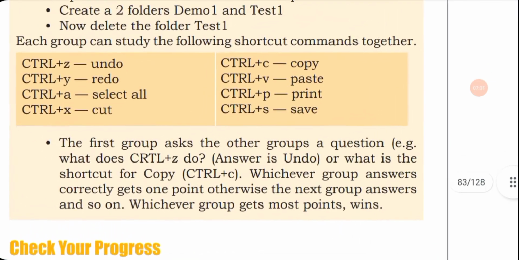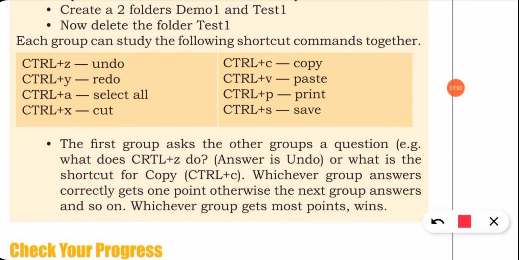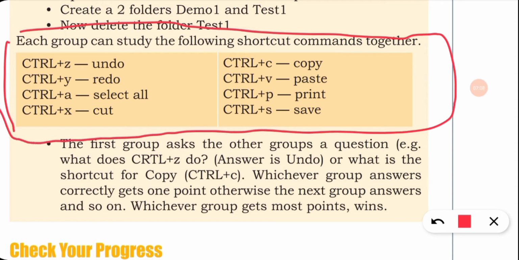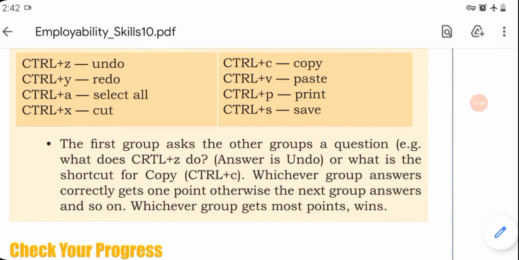So there are certain shortcut commands. You should note this down in your notebook. These are shortcut commands. Control Z is used for undo, then Control Y to redo, then Control A is for select all, then Control X cut, Control C copy, Control V paste, Control P print, Control S save. Okay, so these are shortcut commands and you should learn all of them.